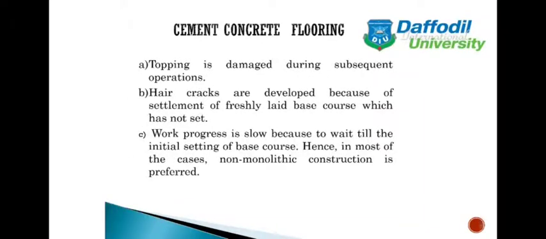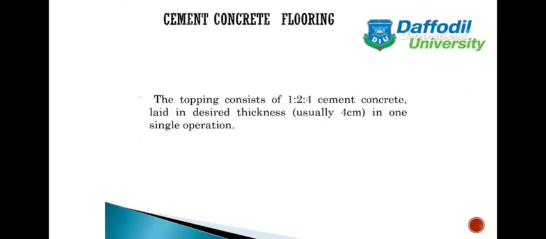In cement concrete flooring, topping is damaged during subsequent operations. Hair cracks are developed because of settlement of freshly laid base course which has not set. Work progress is slow because we have to wait till the initial setting of base course. Hence, in most cases, non-monolithic construction is preferred. The topping consists of 1:2:4 cement concrete laid in desired thickness, usually 4 cm, in one single operation.